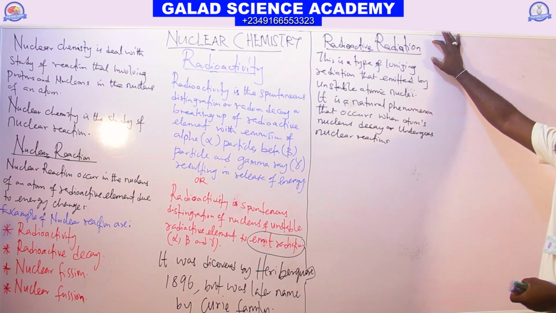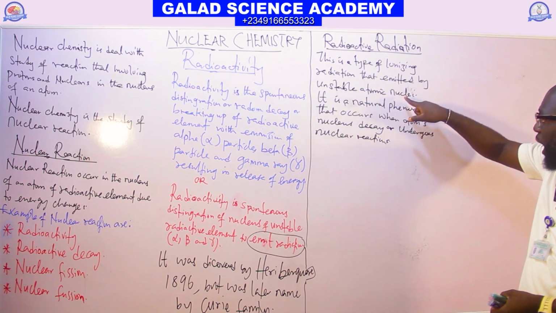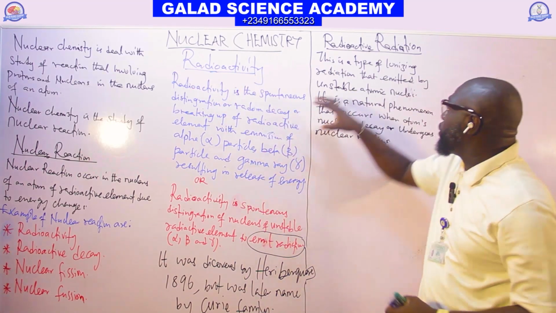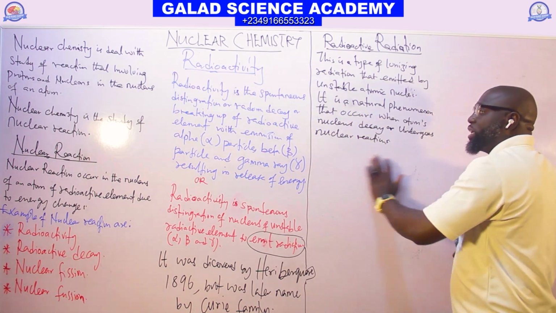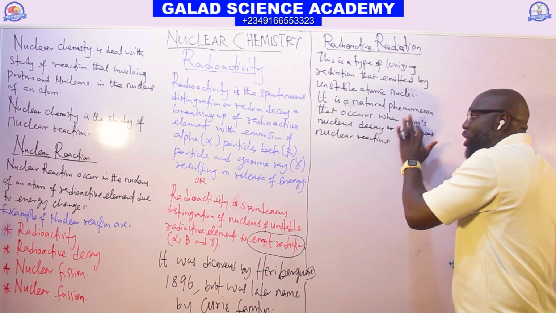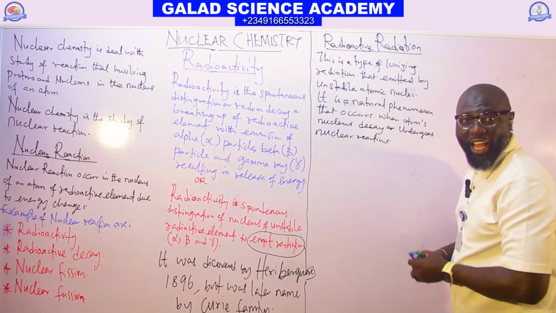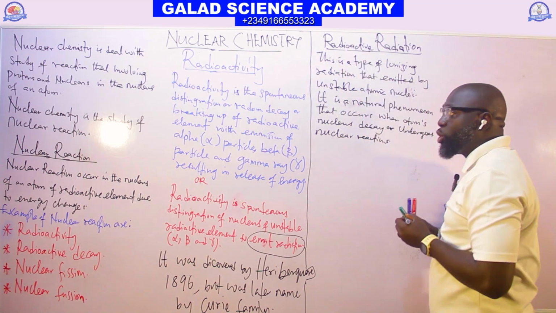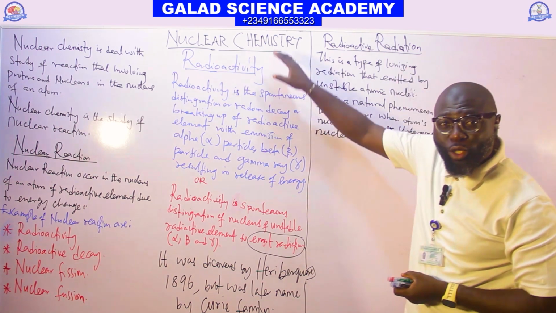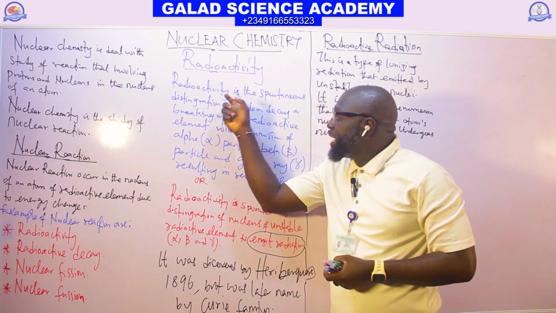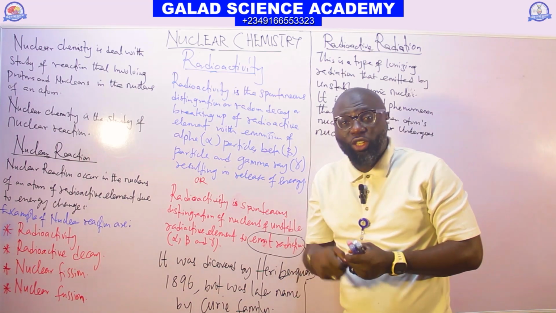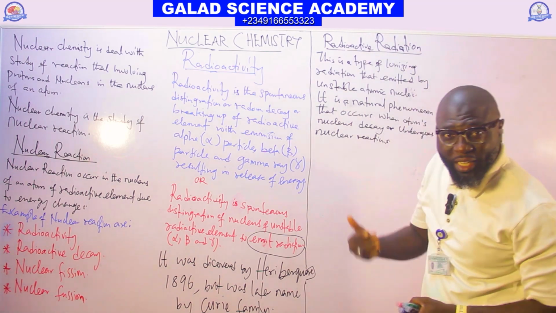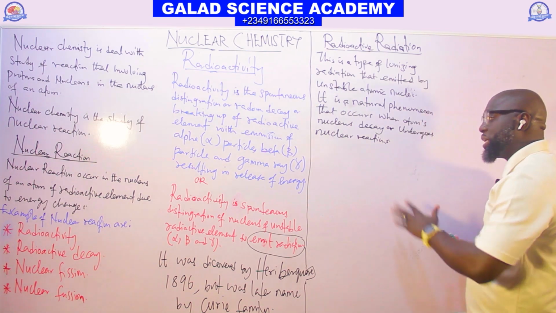What is radioactive radiation? It is the type of ionizing radiation that is emitted by unstable atomic nuclei. Whenever a radioactive element undergoes radioactivity, this radiation will be emitted. It is a natural phenomenon that occurs when the atom's nucleus decays or undergoes nuclear reaction. So radioactive radiation is the product of radioactivity. Whenever a radioactive element undergoes spontaneous disintegration, it will emit radioactive radiation, from the nucleus of unstable isotopes.